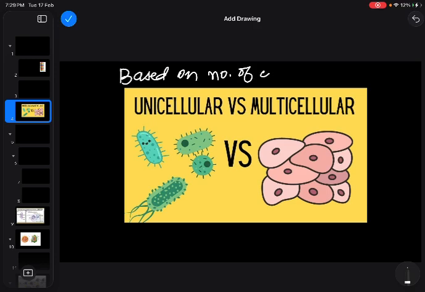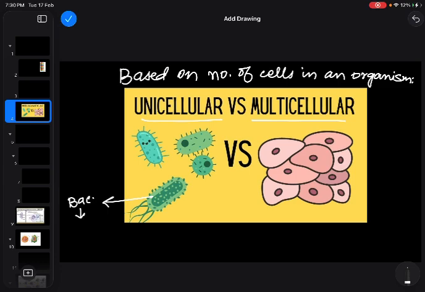Now, based on the number of cells an organism has, it may either be unicellular or multicellular. Unicellular organisms such as bacteria, single cell, have the ability to carry all metabolic actions and divide to form other organism, like other individual.